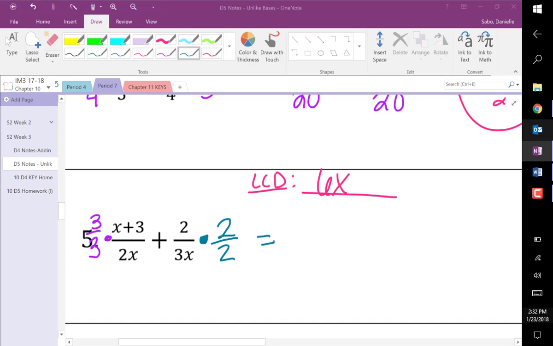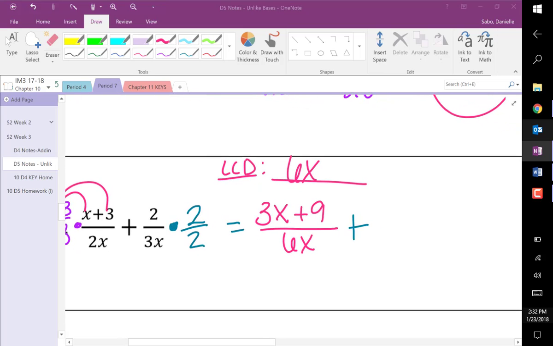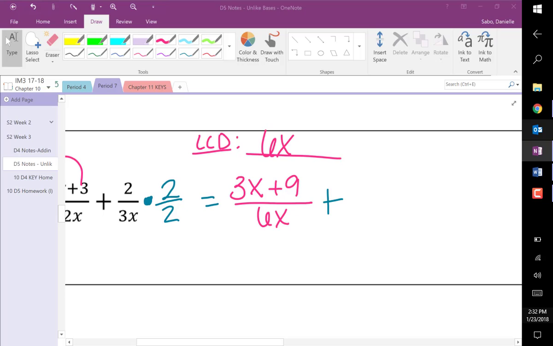So here we go. This is what the hard part is. If you went ahead of me, make sure that you're distributing this in. You have 3 times x, which is 3x. But what's 3 times 3? Careful. It's 9. Very good. All over your LCD, which was what? Yep. Move on to the next fraction. I'm going to do this one in blue. Put your plus sign. I'm not going to split this one up just for the sake of notes. All you're doing is 2 times 2, which is? Yep, all over my LCD.